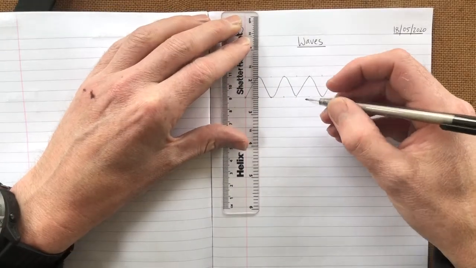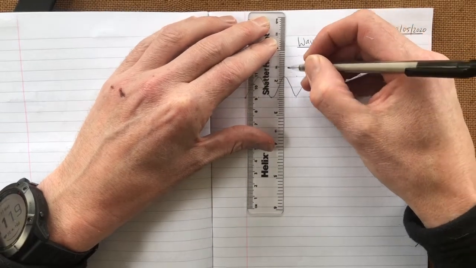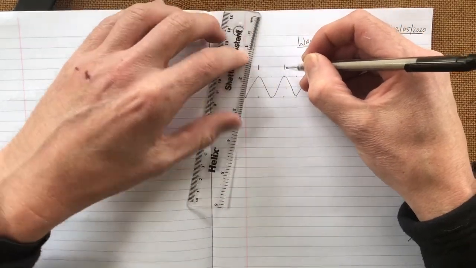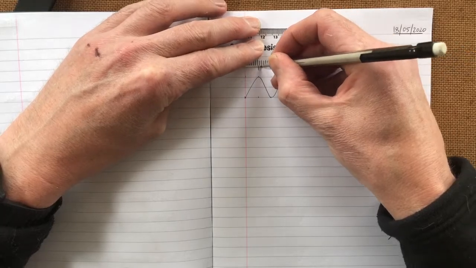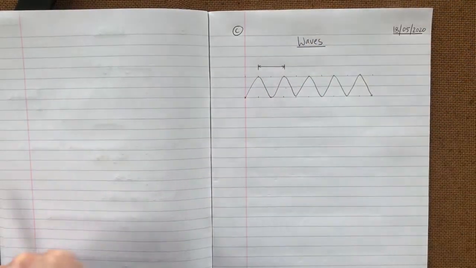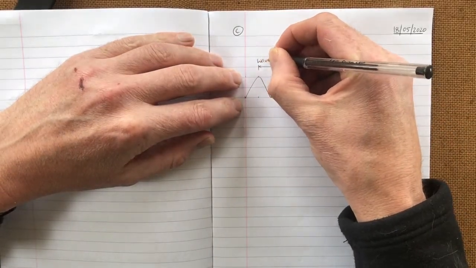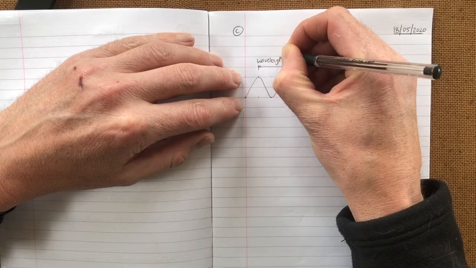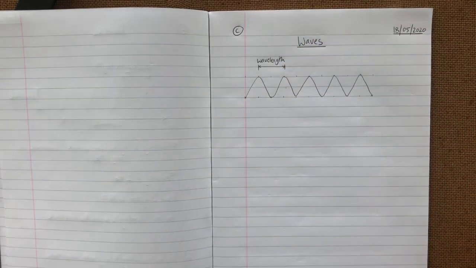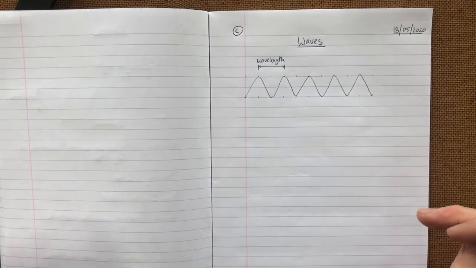So I'm going to go from this peak, so from there to this peak, that's got a name. Because we're going to use these names to describe waves. So from there to there, that's called a wavelength. I'll switch back to my pen. So that's a wavelength. One word, wavelength. And we can vary the wavelength. We can make it longer or shorter.